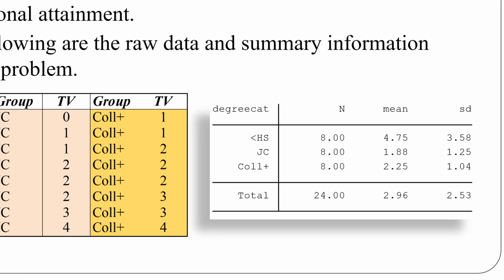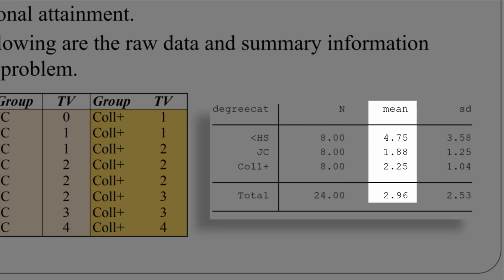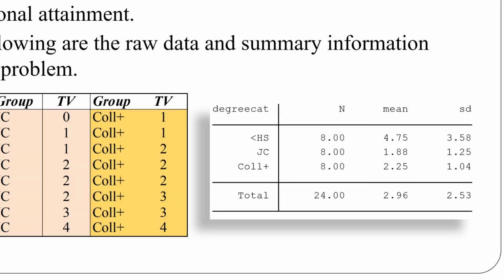If you look at the table on the right, you can see that there are 8 individuals in each group. You can see the average number of TV hours. So for people with less than a high school education, they watch television on average 4.75 hours. For people with a junior college education, they watch television 1.88 hours. And for people with a college degree or higher, they watch television on average 2.25 hours.